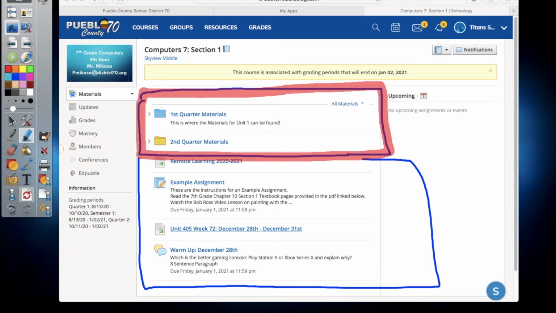So for example, if you have anything that's due for me because you were late or whatever the case may be, this is where you can find all your past materials. I keep them up there until the end of the quarter in case you guys need to go back and work on something for whatever case may be, okay?